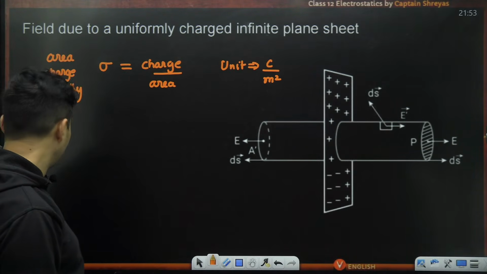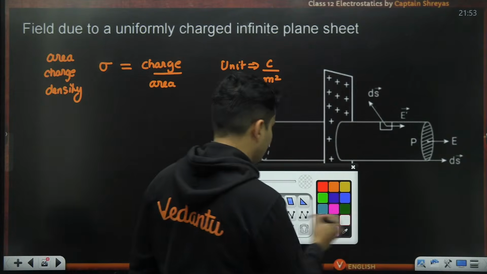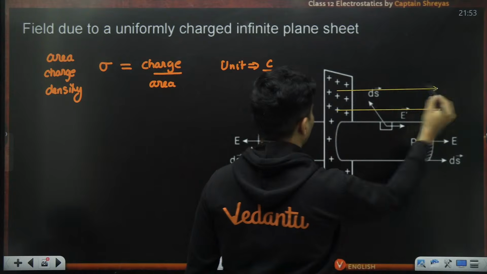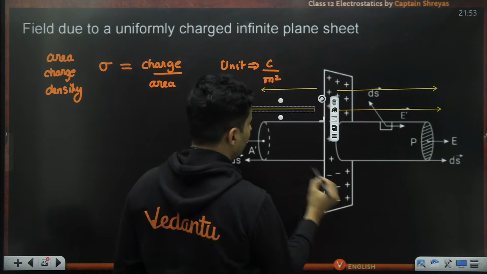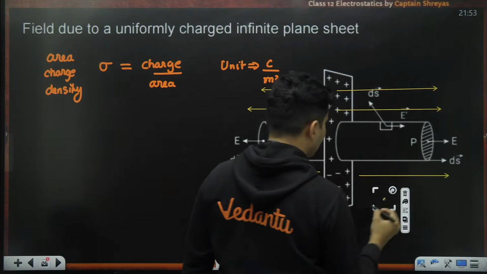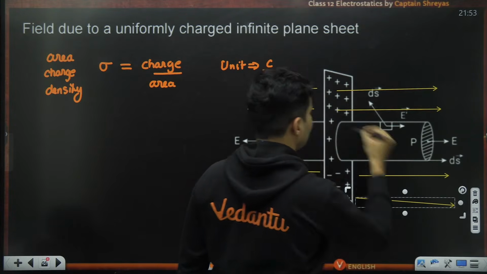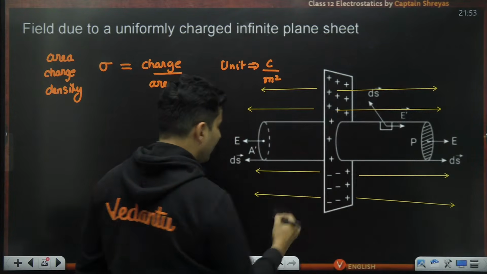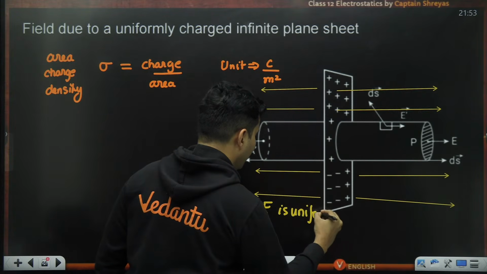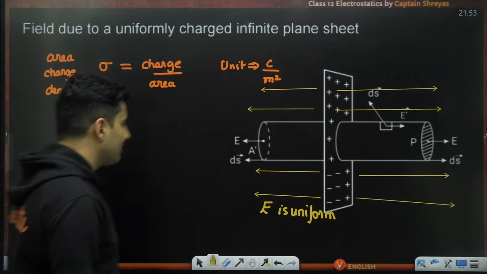Now in order to figure out how much is the field, one thing is very obvious, that the field will look something like this. It will be uniform. It's a large sheet, guys. The field will be everywhere like this on both the sides. It will go here also and here also. The interesting thing in this problem is that this electric field is uniform electric field. Everywhere it is going to be the same.